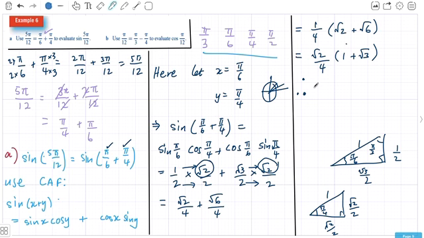So therefore, it's a good idea just at the end to write down what it was that you were doing, which was finding sine of 5 pi on 12, and what your answer was. So in factorised form, our answer is root 2 on 4.